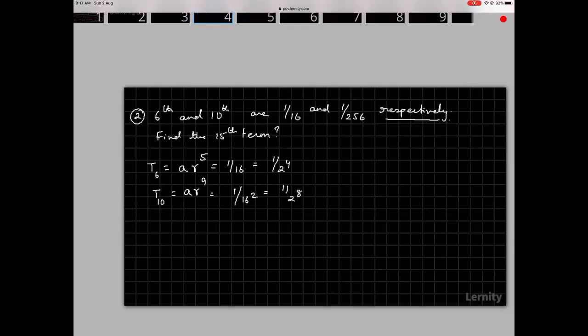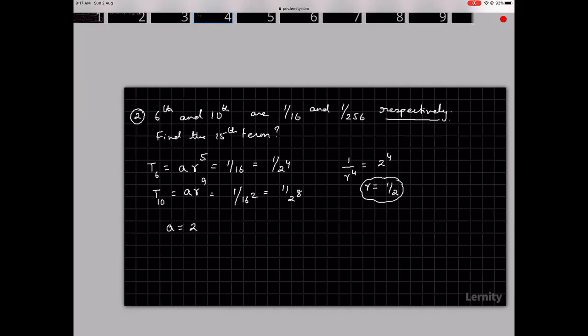Okay. So when I divide one by the other, I will get 1 by R power 4. 1 by R power 4 is equal to 2 power 4. So from there, R is equal to 1 by 2. Okay. So if R is equal to 1 by 2, A is equal to 2. A is equal to 2.